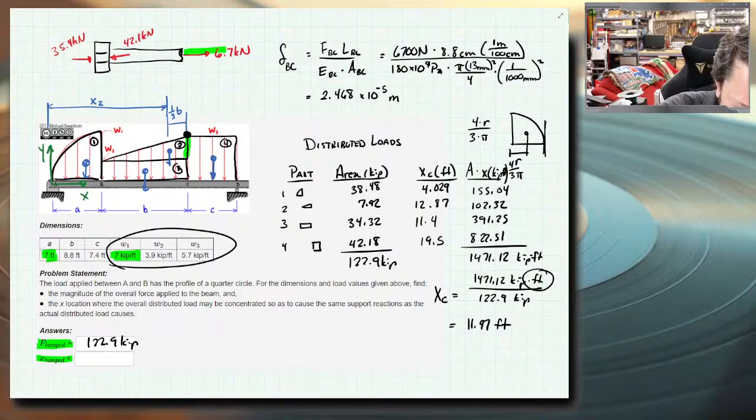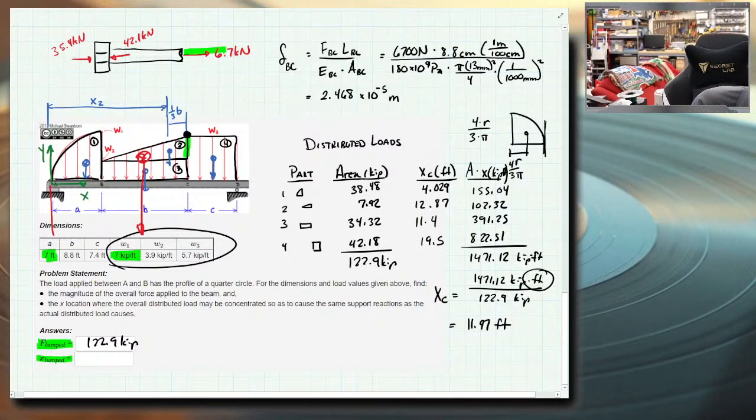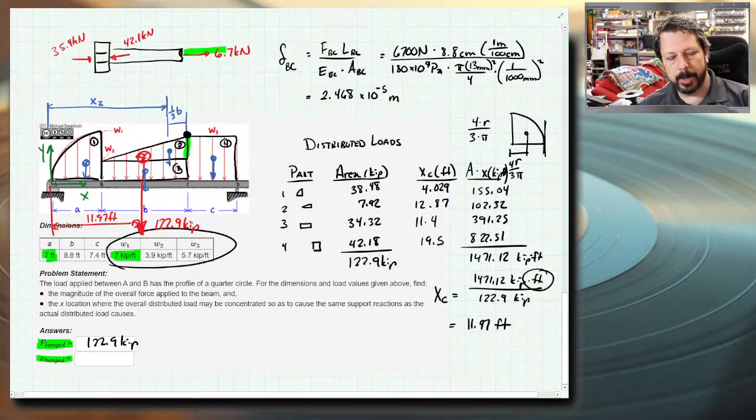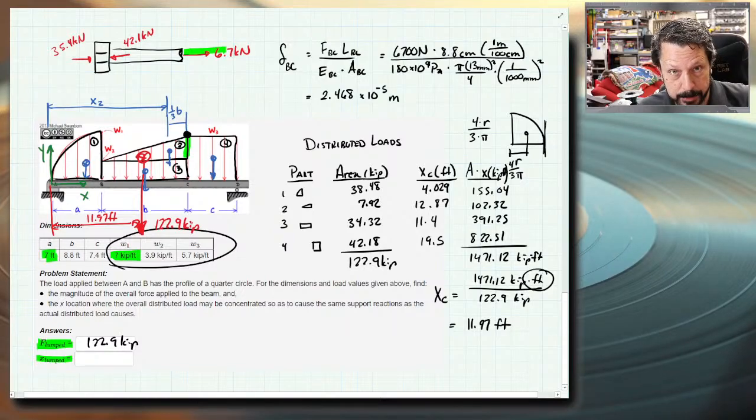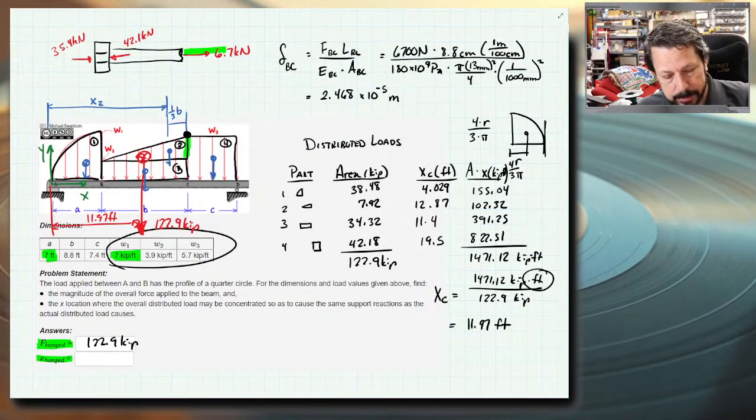Let's do a red one. That's 7, and we need to go over basically right here. I would go over that far, which is 11.97 feet, and I would put a single 122.9 kip load at that point, and that would have the same effect as far as a moment goes about point A, or about any point actually. But we use point A more or less. That's how we wrote our table here, because that was where we put the y-axis. And that 122.9 would represent this entire force.